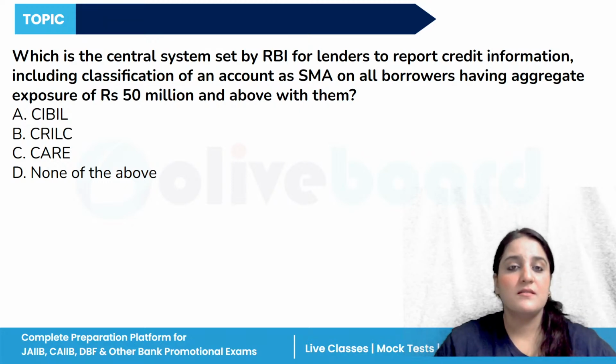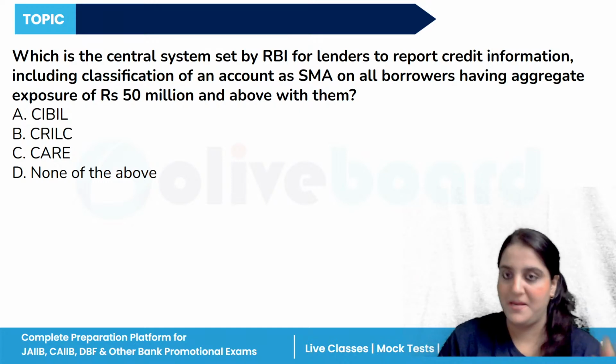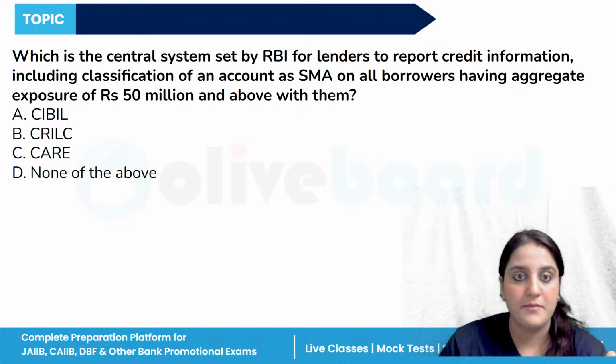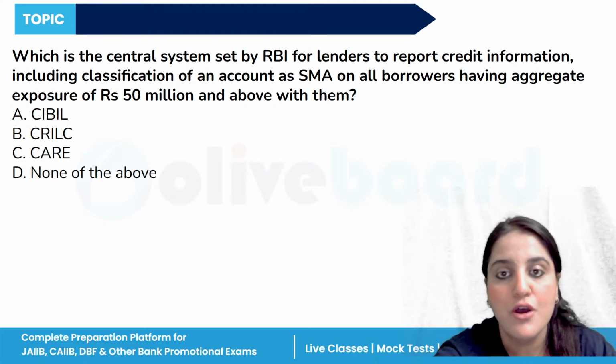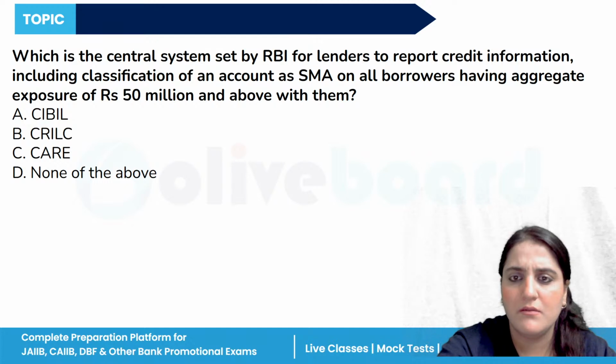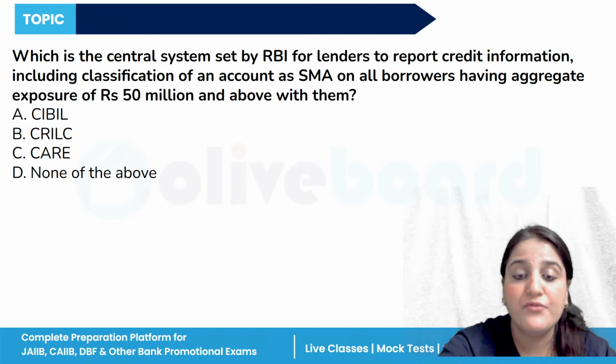Now, which is the central system set by the RBI for lenders to report credit information, including the classification of an account as SMA, on all borrowers having aggregate exposure of 50 million and above with them?